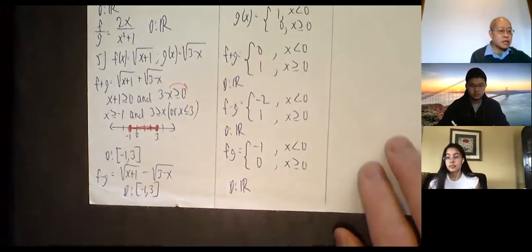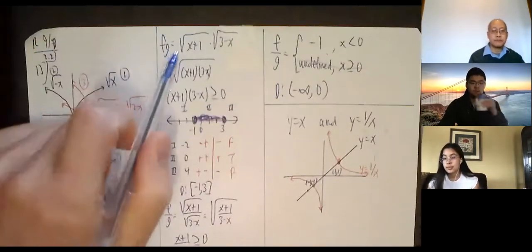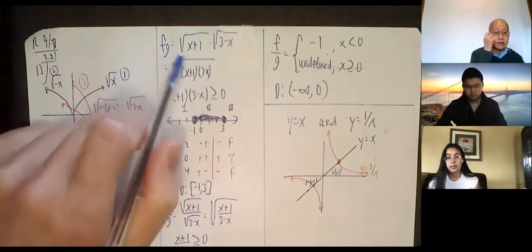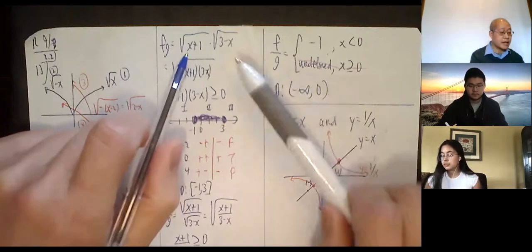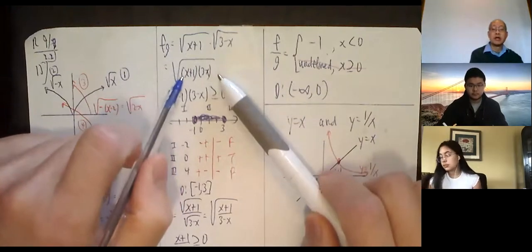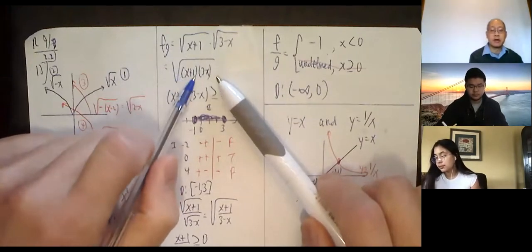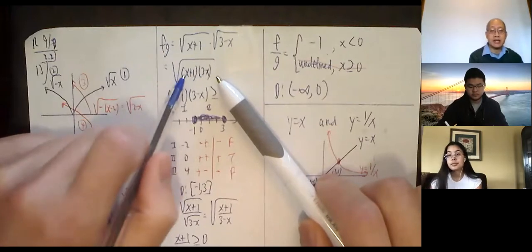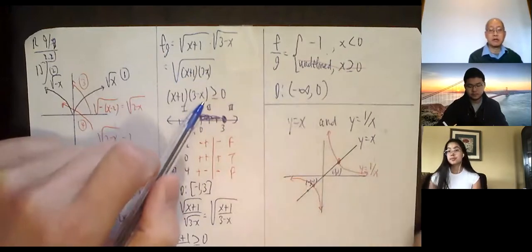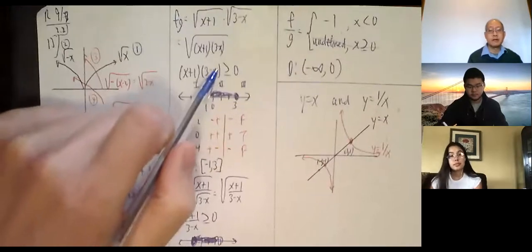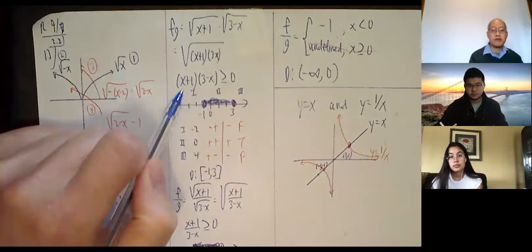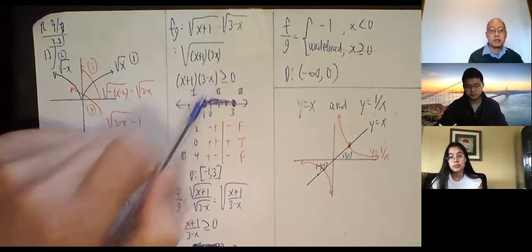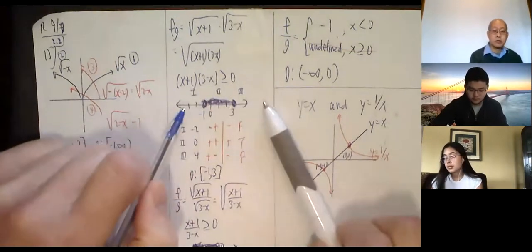F times g, a little bit harder. So square root of x plus 1 times square root of 3 minus x. This time you are allowed to multiply them together. So I put it under one square root as this, x plus 1, 3 minus x. And now that product, that times that, has to be greater than or equal to 0. Okay, which leads me to the sign chart, right? So what number makes this 0? Negative 1. What number makes this 0? 3. Lay them down, do your sign chart.